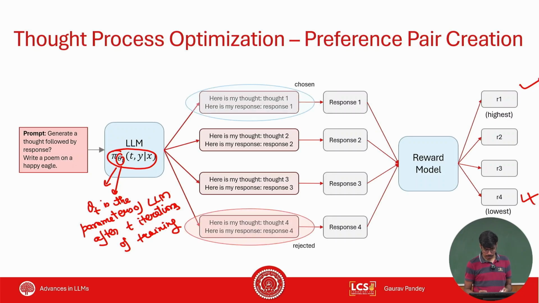What is the t index in your bracket? T is the thought. So we are generating a thought and the response given the input, correct?